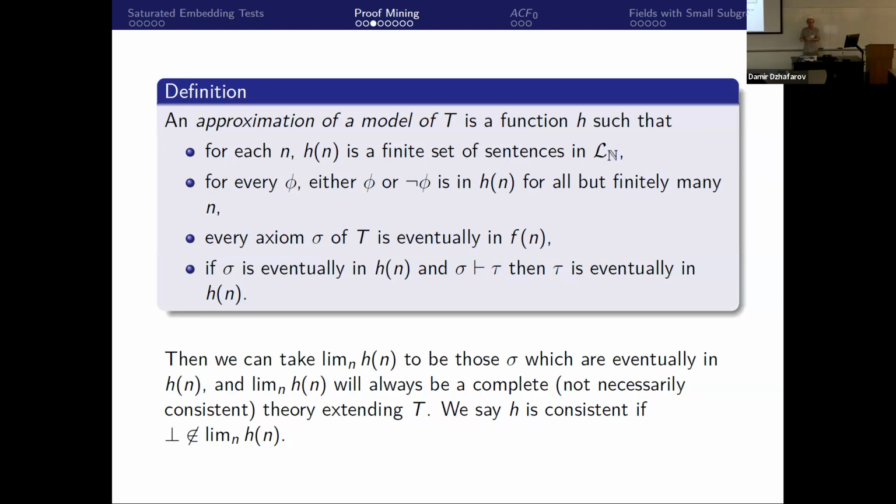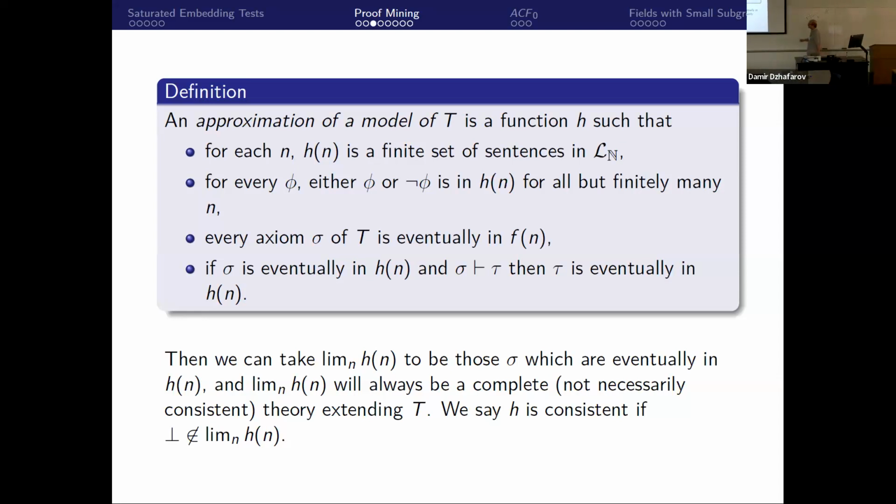So for every phi, we might for a while say phi is true. h of n is supposed to be the set of true sentences. So we output phi for a while, and we go, oops, that leads us down a bad path, so not phi. We might change our mind again, but eventually we get it right. Every axiom of T should eventually show up in h of n, so that we're actually a model of T and not some other theory. And we should be closed under consequence. I've left out one condition: if you think that something exists, you should eventually name an element that satisfies it.